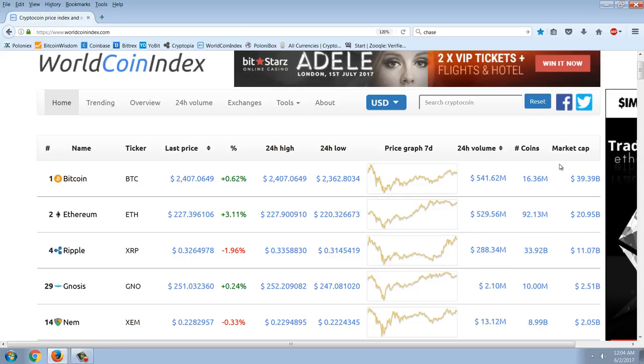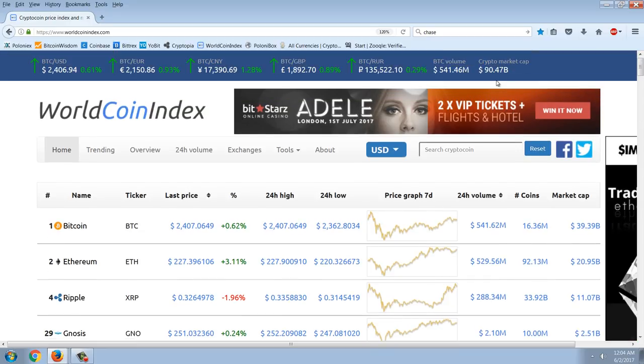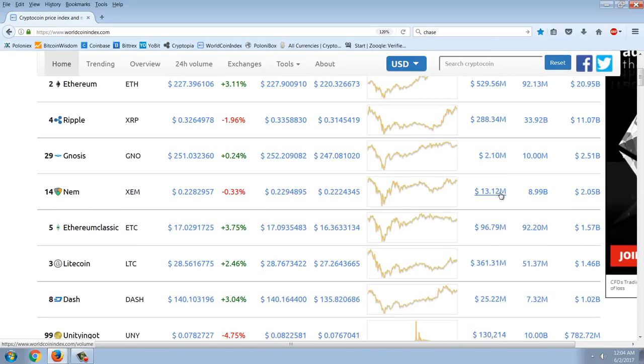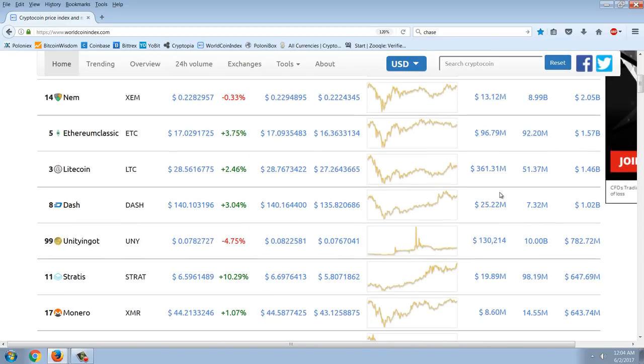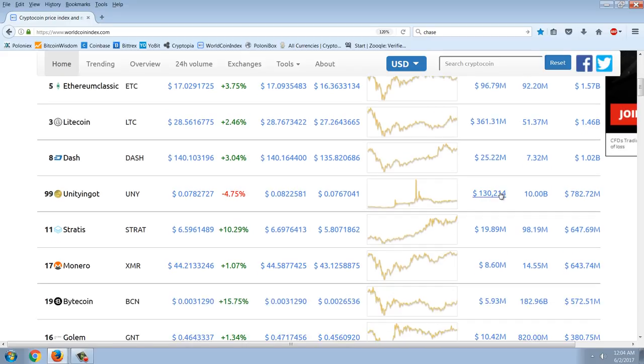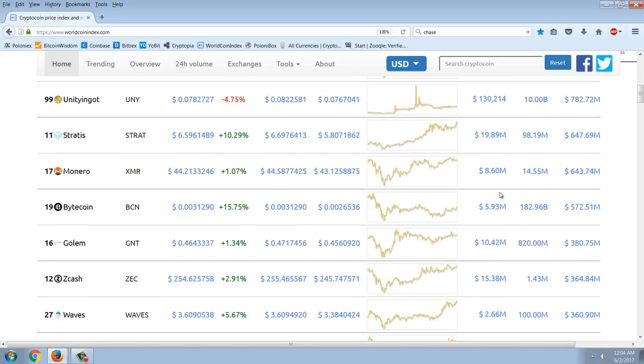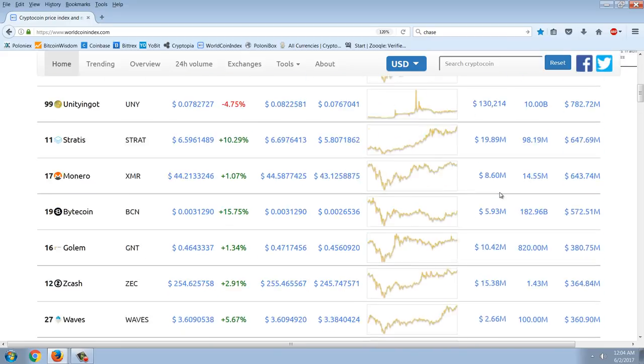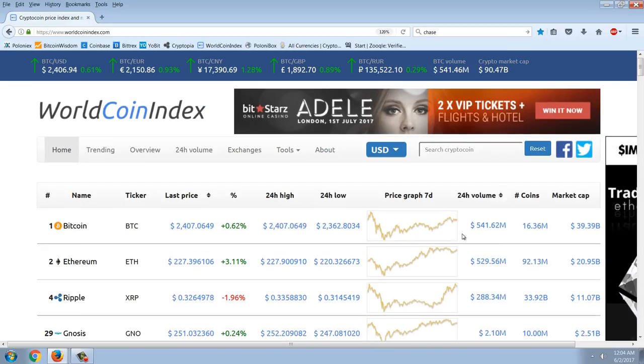But total market cap is $90.5 billion. That's the highest I remember seeing. I think maybe we were around 92. I can't remember exactly, but we're definitely getting close to that high market top number that we got for market cap for all the cryptos put together. Some of the smaller ones are having some amazing runs, Stratis, Waves. So it's looking like we're going to reach that $100 billion market cap.